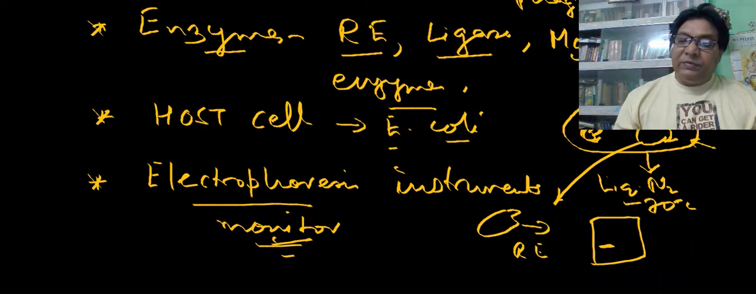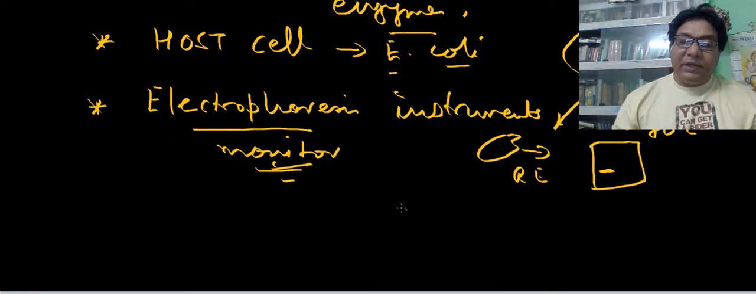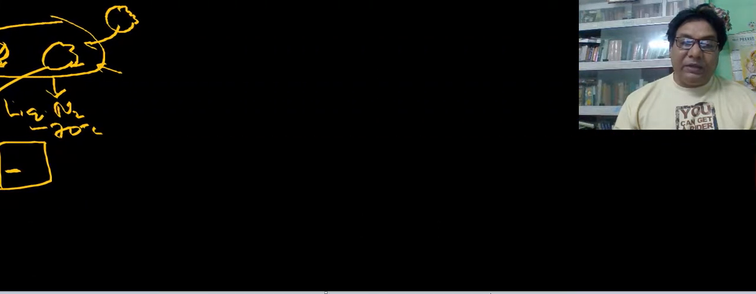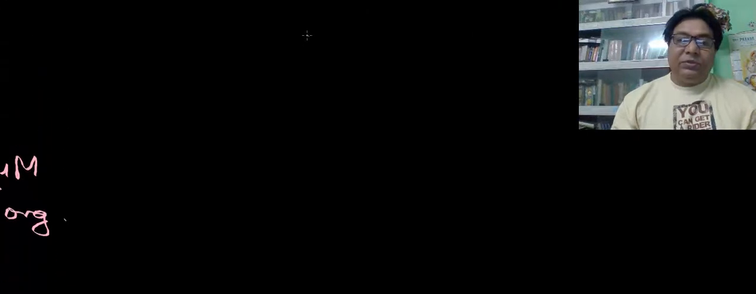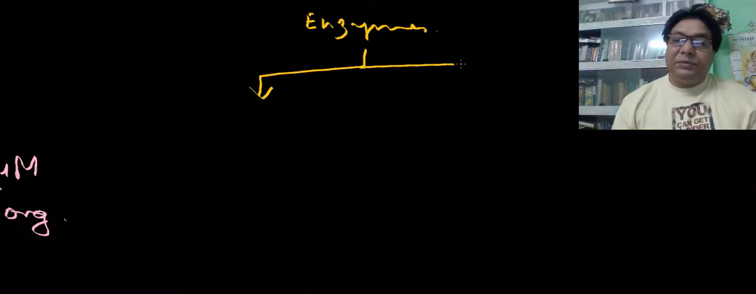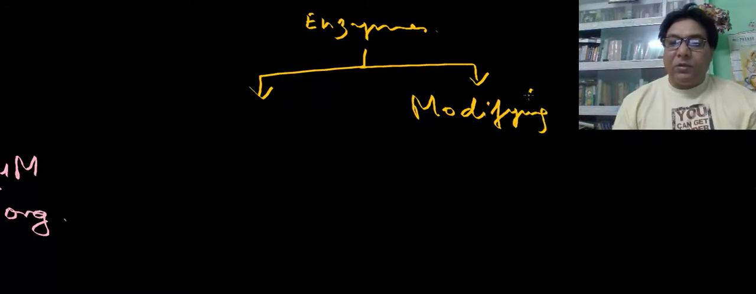So we will now see in our next class the different types of enzymes that are required. Let me give you a brief idea about that. Enzymes that are required during genetic engineering, you may classify into two types. One is called modifying enzymes, another is restriction endonuclease.